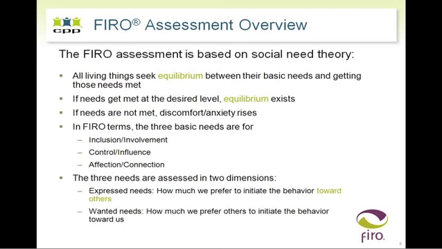We also have some social needs. And Schutz refers to them, you can see it here on this slide, as inclusion, control, and affection. These three need areas have been also reframed to involvement, influence, and connection for the FIRO business reports. So Schutz says that if we as individuals get our needs for inclusion, control, and affection met at the levels that we are comfortable with, then we will have a state of equilibrium.